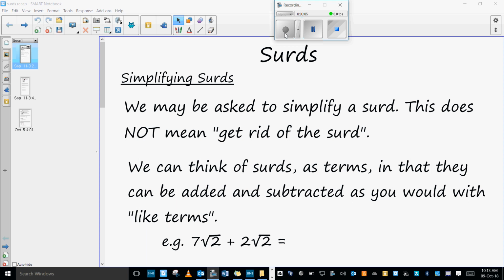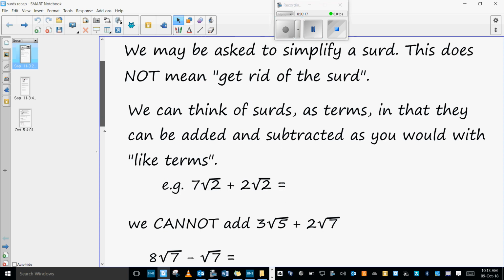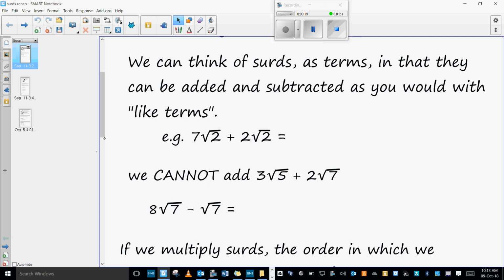So, if you're asked to simplify a surd, it doesn't need to get rid of the surd, because a surd is something that you need to have the square root in it. If you have terms that are added together, you can think of them as like terms. So here, if I've got 7 root 2 plus 2 root 2, anyone? 9 root 2.